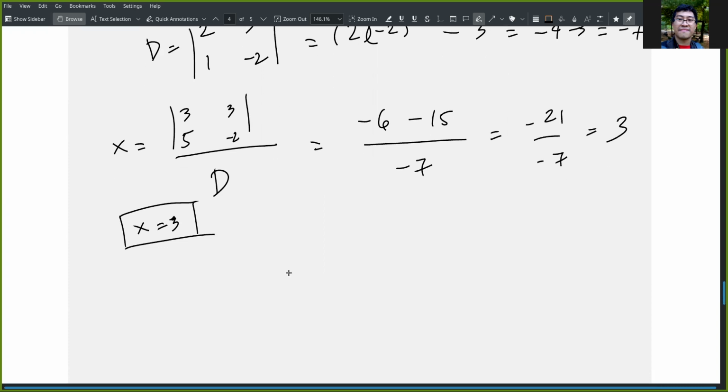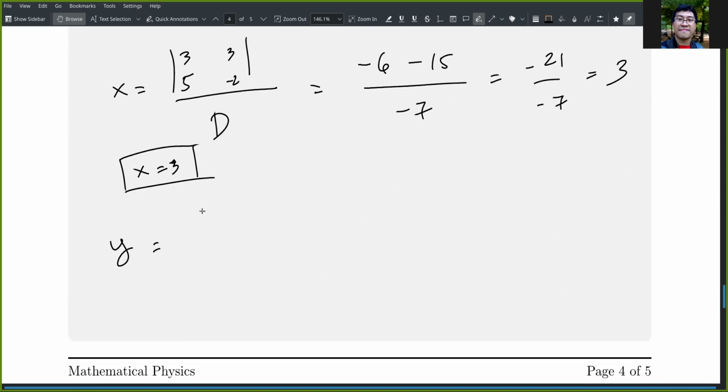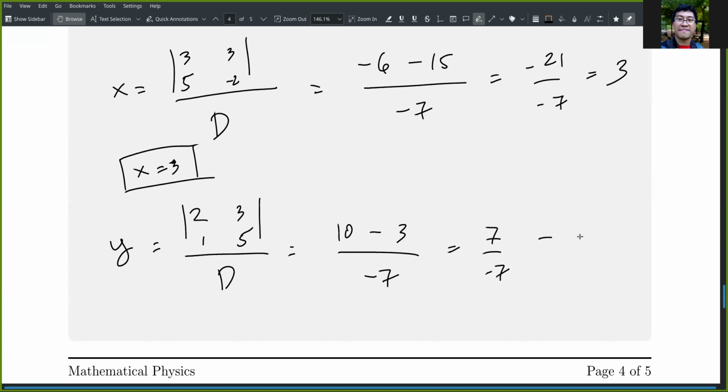Okay. For y, you start with d, replace the y coefficients with 3 and 5. So you have 2 1 3 5. 2 times 5 is 10, minus 3 times 1 is 3, divided by negative 7. That's 7 over minus 7. This is equal to negative 1, or y is equal to negative 1.